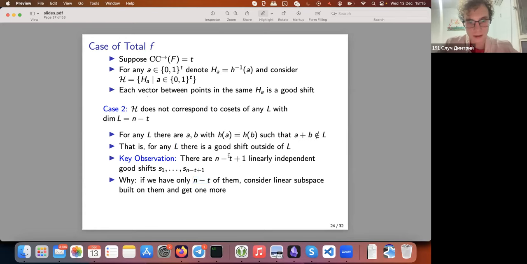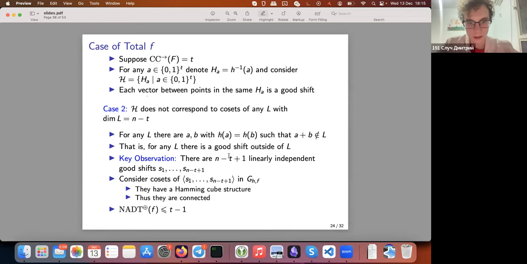And now we do the following thing. We have n minus t plus 1 shifts, and we can find an embedding from the Hamming cube. So we have a Hamming cube.